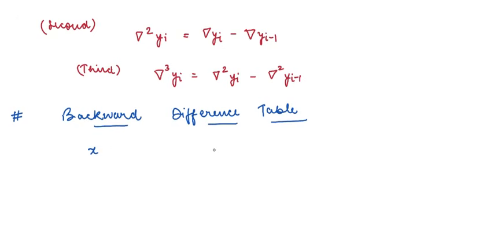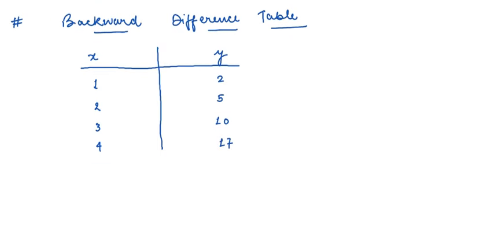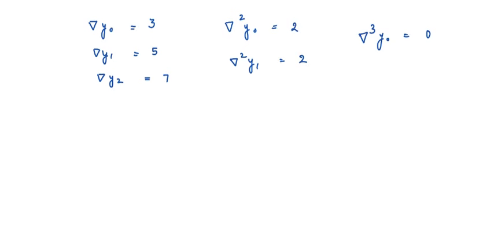Now consider you have x values as 1, 2, 3 and 4, and y as 2, 5, 10 and 17. Let's calculate the first backward differences: nabla y1 becomes 3, nabla y2 becomes 5, and nabla y3 becomes 7. Now the second backward differences: nabla square y2 is 5 minus 3, which is 2, nabla square y3 is 7 minus 5, which is 2. And the third backward difference, nabla cube y3, becomes 2 minus 2, which is 0.